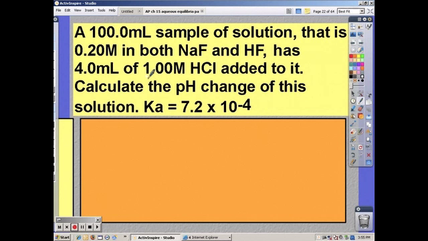We have HCl being added to a buffer. So you need to figure out what the HCl is going to react with. In this case, it's going to react with the sodium fluoride. You need moles of each thing. So that's 1 times 0.004, which gives us 0.004 moles of acid.